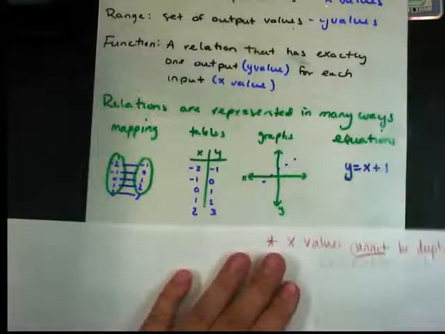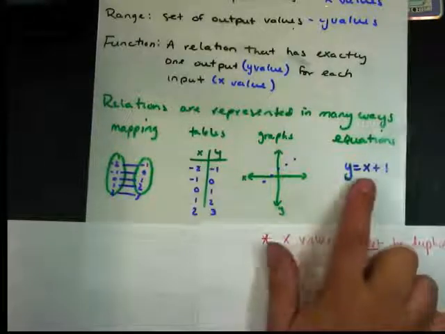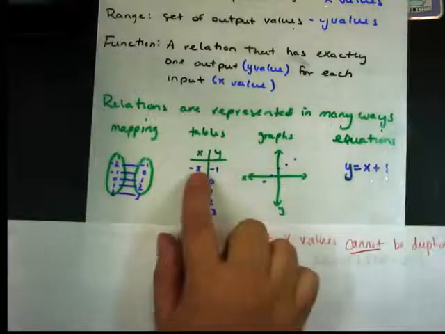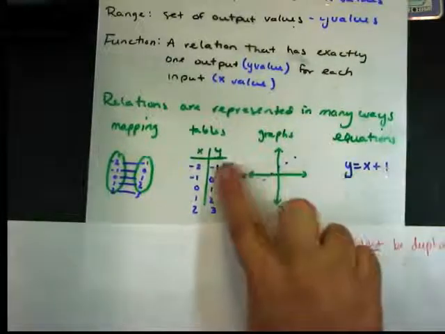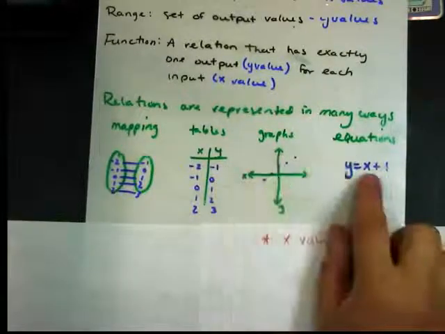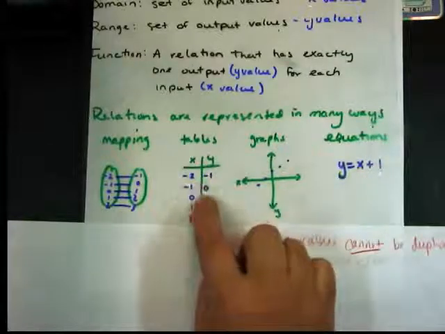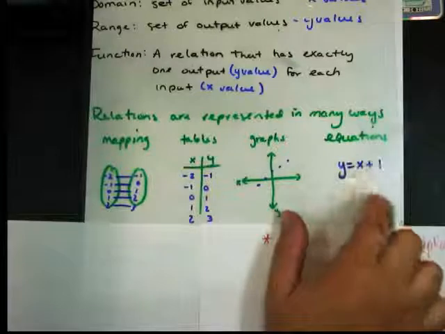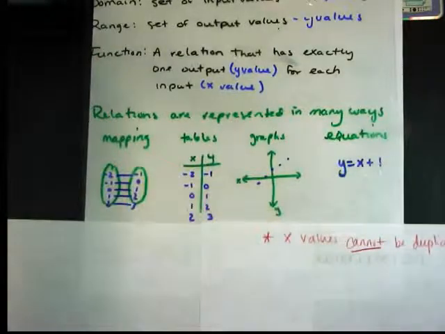Then we have an equation. If I put in my x value, -2, I would get -1. If I put in -1, -1 plus 1, I'd get 0. So this is the equational representation of these different formats.